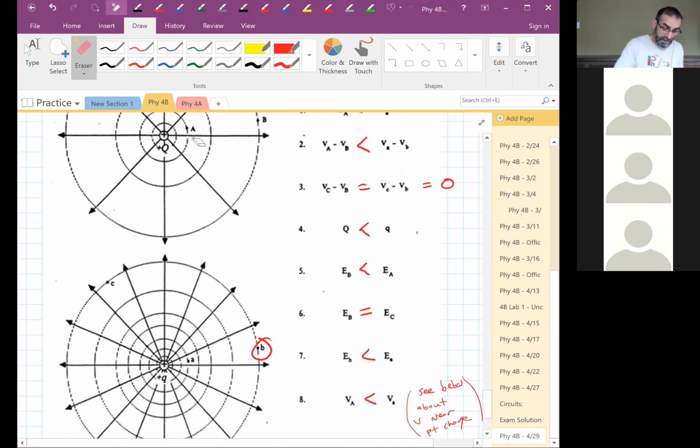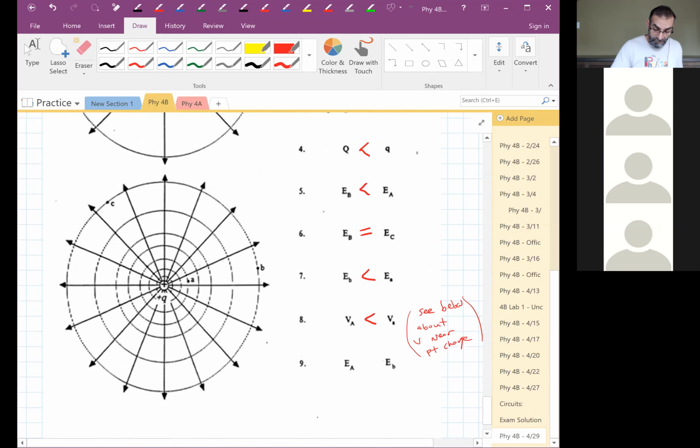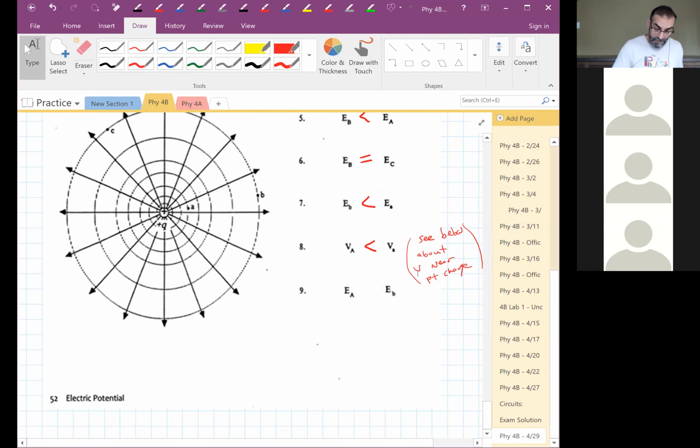Oh, okay. So let's take a look at that. Do we have that? So we want to know the electric field at A versus the electric field at lowercase b, right? And so we know the electric field near a point charge is KQ over R squared. And this is going to be K little q over R squared. Sorry, lowercase b.